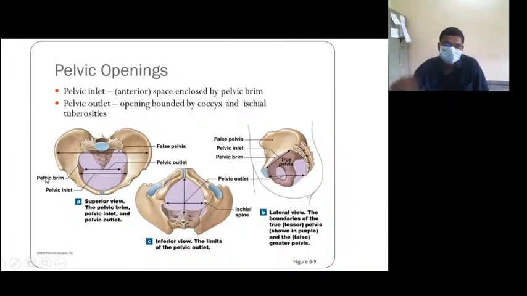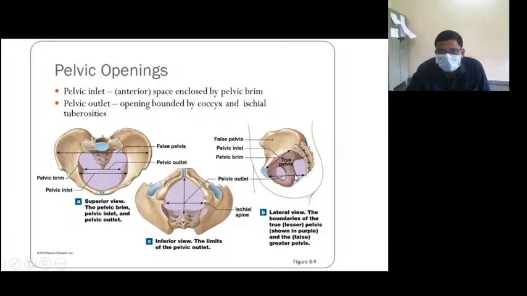Now coming to the openings of the pelvis. So the pelvis has got two openings. One is present over the superior surface, called the inlet of the pelvis or the pelvic inlet, and one over the inferior part, called the pelvic outlet. So the pelvic inlet, or the anterior part, is a space which is enclosed by the pelvic brim. The pelvic outlet is an opening which is bounded by the coccyx and also the ischial spines. You can see the ischial spines and the ischial tuberosities, right? So this is the pelvic outlet.